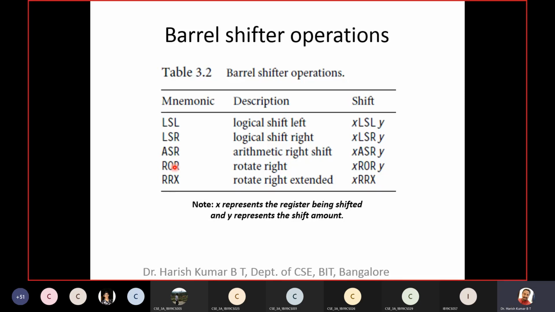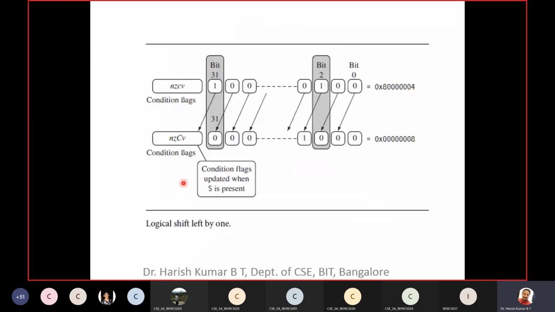Yes, sir. So this includes the carry flag also. So next slides you'll understand. Okay, and this is a typical example of how the shifting is happening. What we are doing now is a logical shift left by 1 bit.